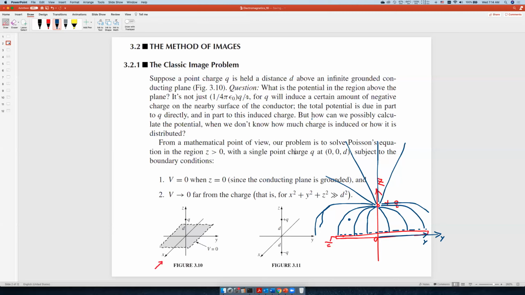But how can we possibly calculate the potential? Because it's difficult to know how much induced charge is distributed on the plane, and how it is distributed. Of course, it's not a uniform distribution. But at least we know these two boundary conditions. Number one, when z equals 0, the potential is 0. And then when we are infinitely far away from the charge, the potential is 0. Now we have the boundary conditions.